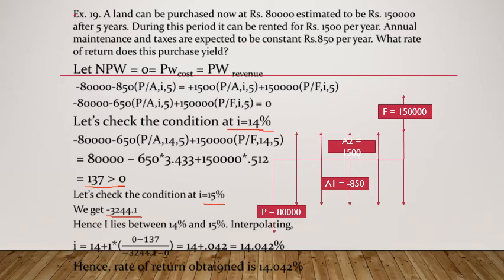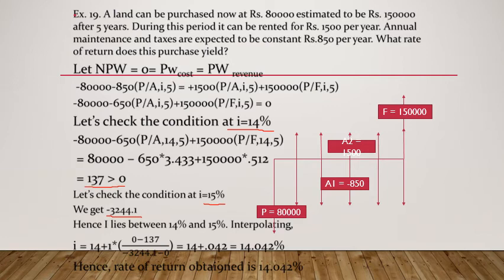14.042%. I can very easily see that it is just 137 here and minus 3244 here. So obviously it should be very much nearer to 14%, and it's just about 14.5%. This is the method I follow using IRR.